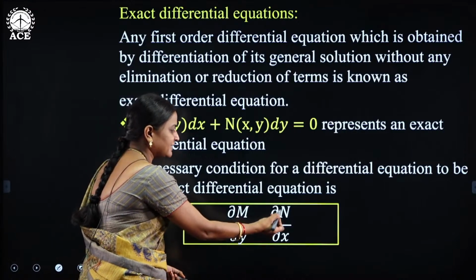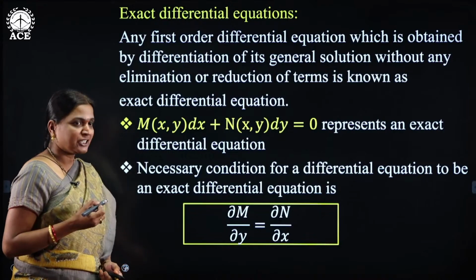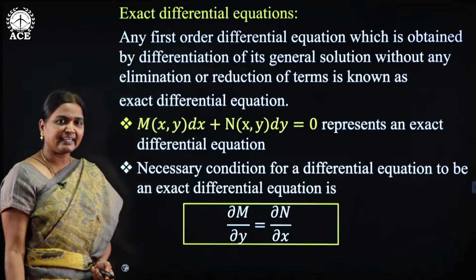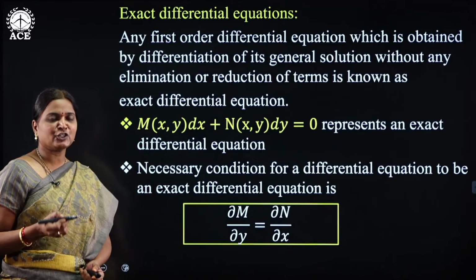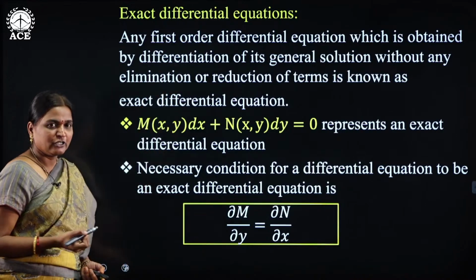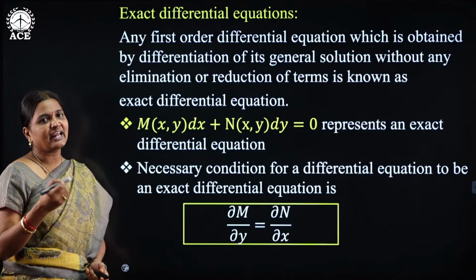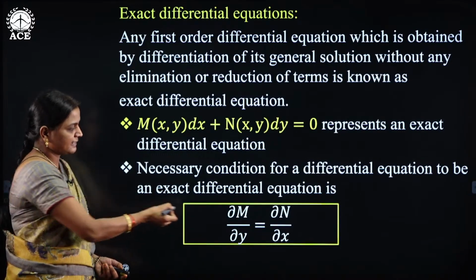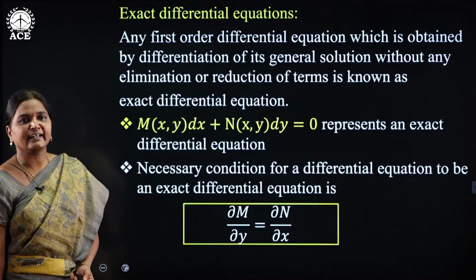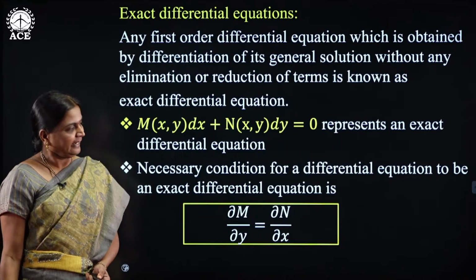∂M/∂y is equal to ∂N/∂x. So if in an examination you are asked to define an exact differential equation, don't write this condition. This is the necessary condition for a given differential equation to be exact. The actual definition is this one. One short answer question from this topic is: define exact differential equation and give one example. This ∂M/∂y equal to ∂N/∂x is called the necessary condition for a given differential equation to be an exact differential equation.